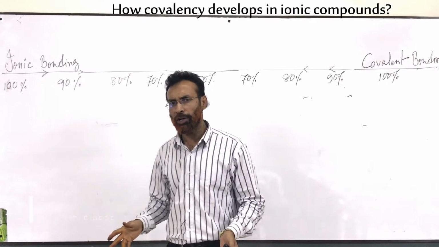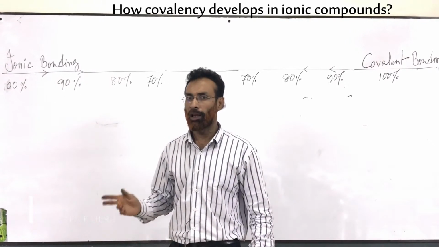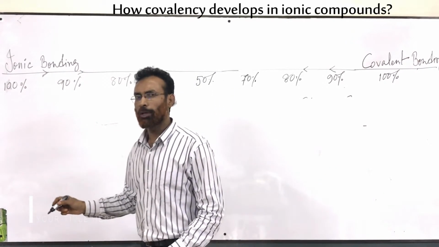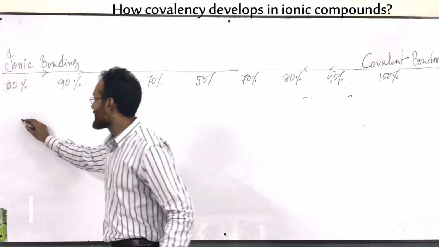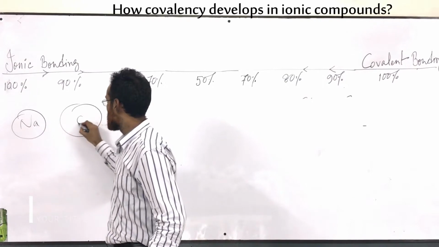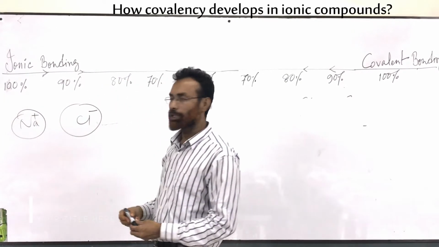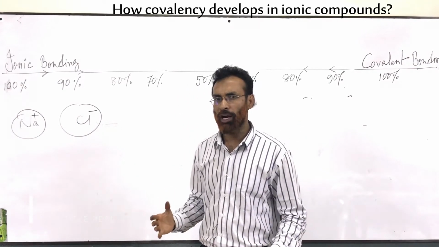Here we define ionic bonding as the electrostatic attraction between cations and anions. Let's draw the simplest one, which we call sodium chloride. Here is sodium and here is chloride, plus and minus. These two are oppositely charged ions, so they will attract each other.